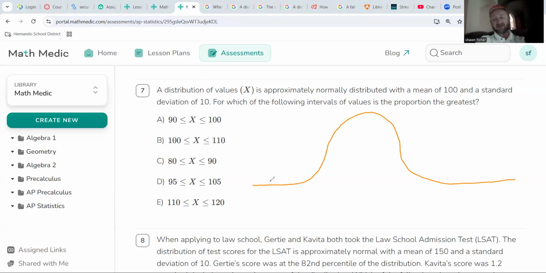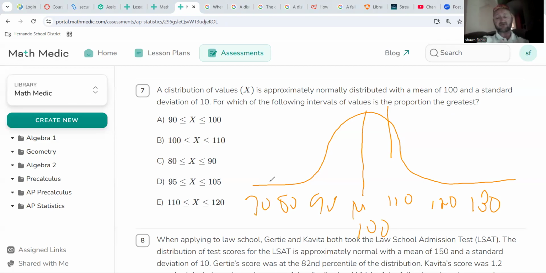It's got a mean of 100. So if I put the mean right here, and it really doesn't matter, that's the symbol for mean. It's got a mean of 100 and a standard deviation of 10. So 10 over this way is 110, 120, and 130, right? Backwards, minus 10, 90, 80, 70. And usually, I'm drawing it very weird.